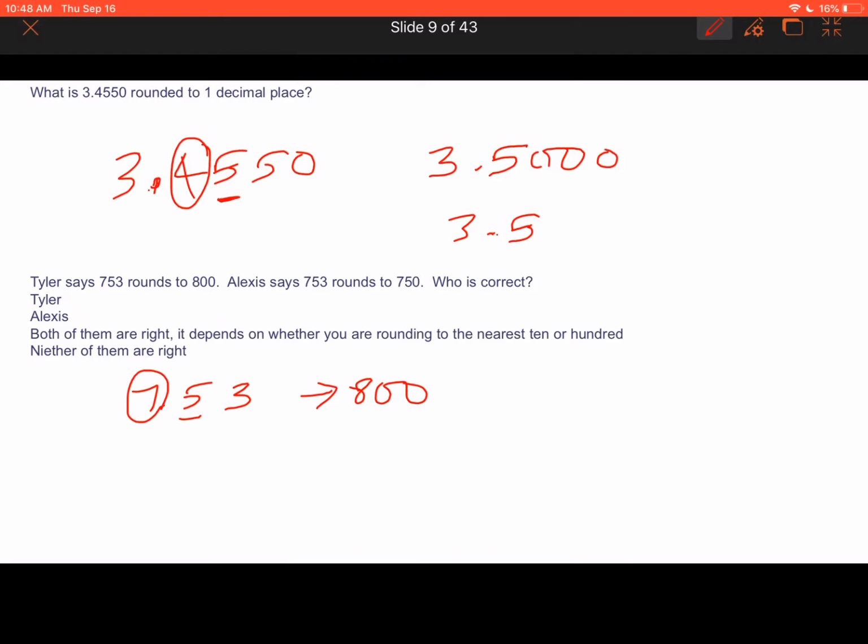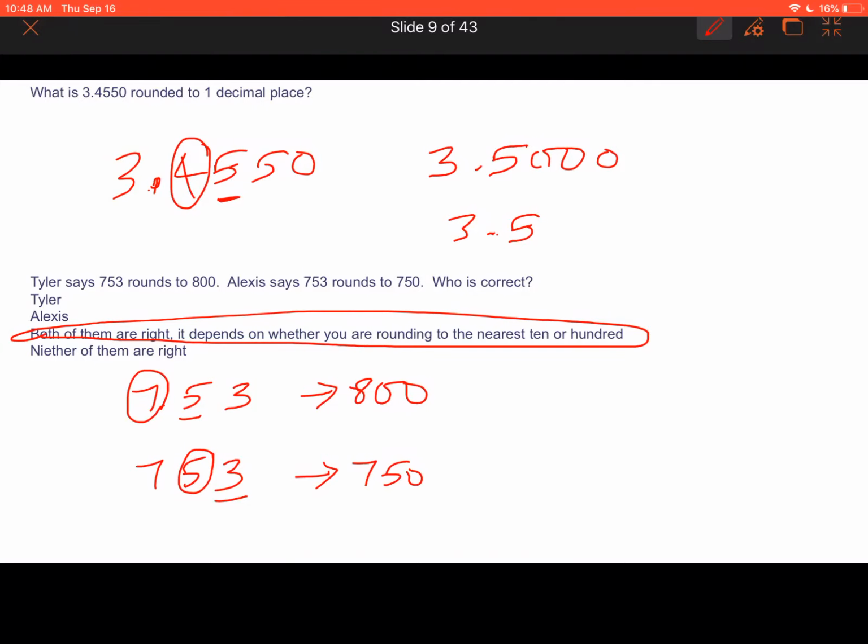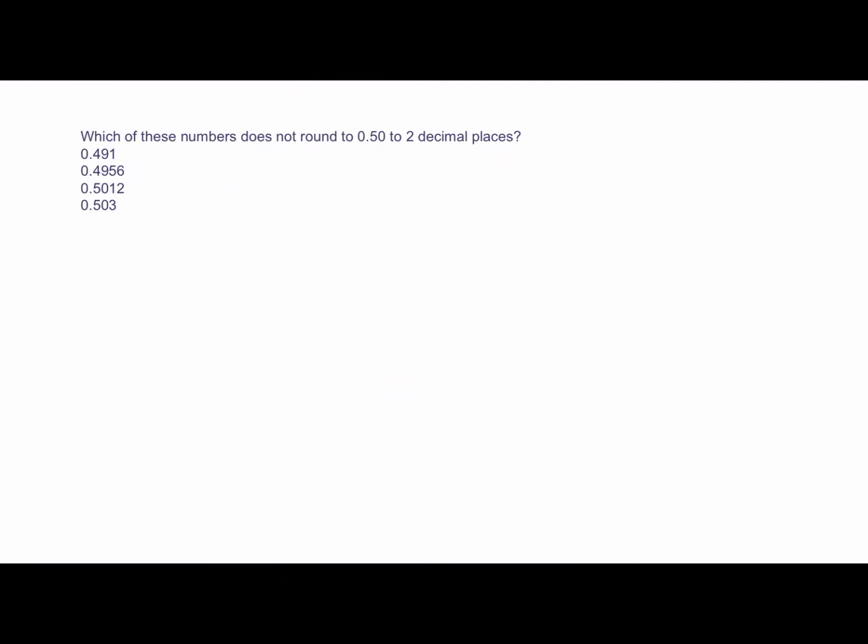So what Tyler is saying is right. If I am rounding to the tens place, I check the value of ones, which is lesser than 5, so it gets rounded down to 750. So what Alexis says is also right. So the answer is both of them are right. It depends on whether you are rounding to the nearest 100 or the tens place. It's an exceptional question which helps you understand what rounding is.